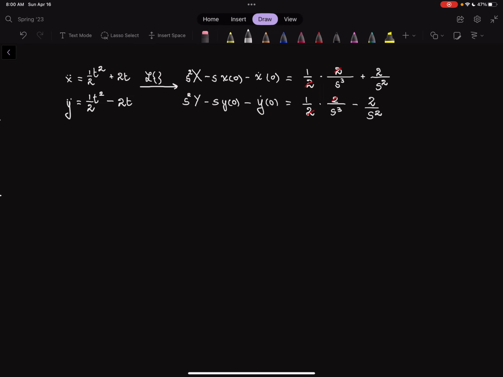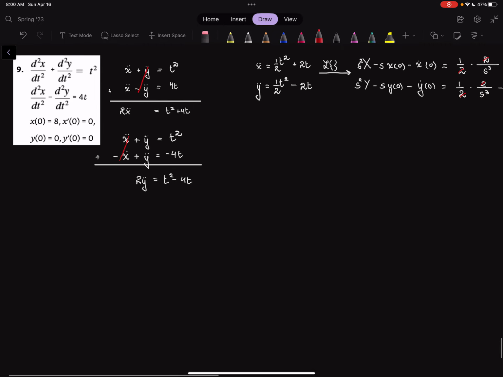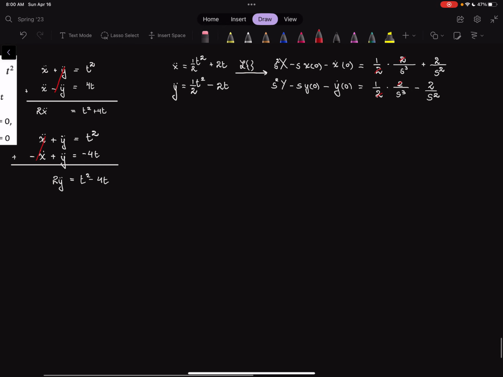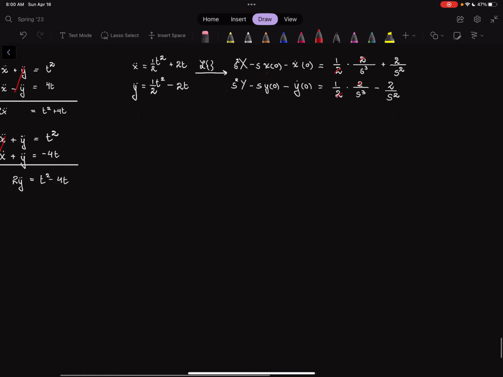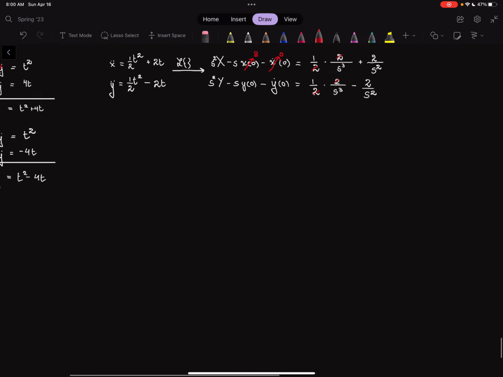So now we have these. We can input the initial conditions that they gave us. So they gave us 8 for x of 0 and 0 for x prime of 0. So 8 for x of 0, this is 8, and this is 0. We like the zeros because they get rid of a whole term. And then here we have 0 and 0.